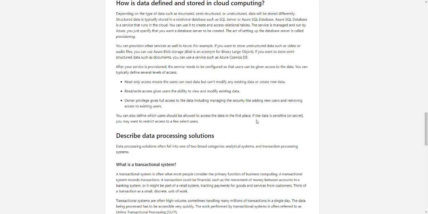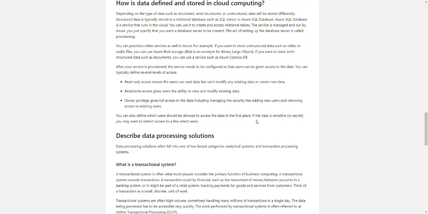So how is data defined and stored in cloud computing? Depending on the type of data, such as structured, semi-structured, or unstructured data, it will be stored differently. Structured data is typically stored in a relational database, such as SQL Server or Azure SQL Database. Azure SQL Database is a service that runs in the cloud. You can use it to create and access relational tables. The service is managed and run by Azure.